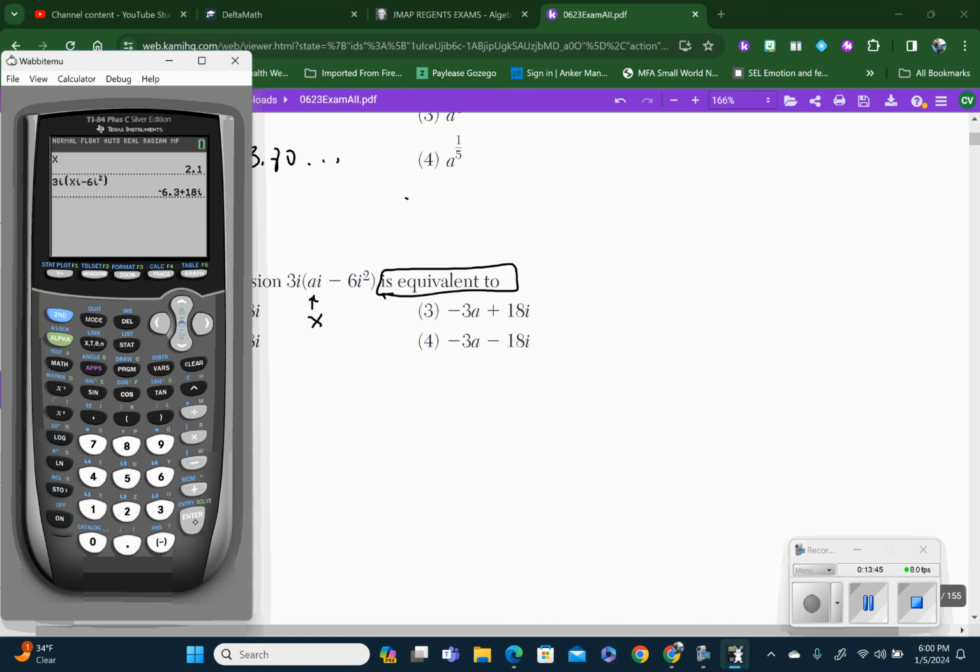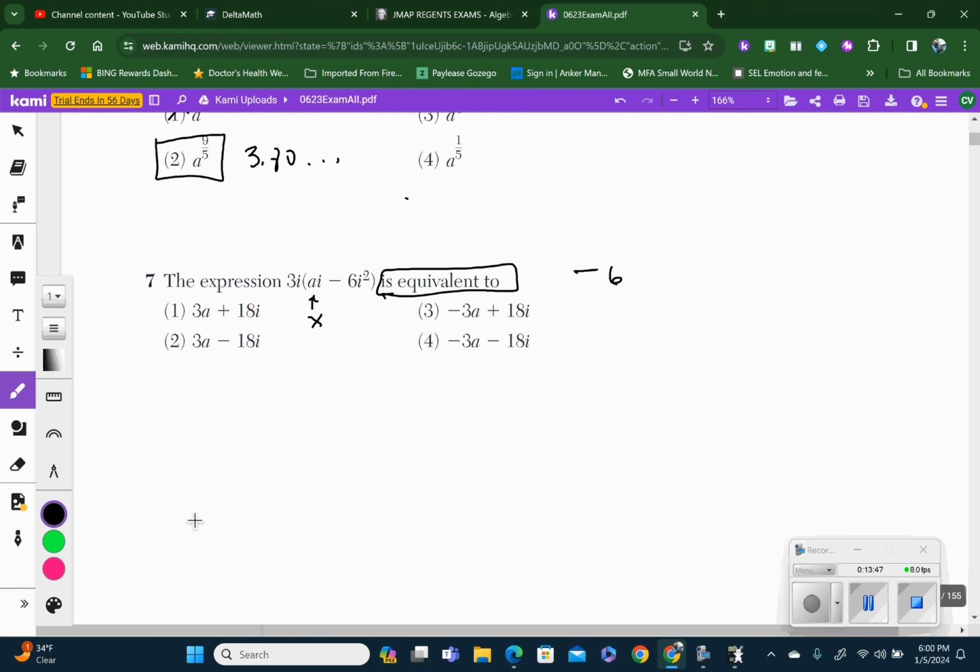So my magic number is negative 6.3 plus, what was it, 18I. And I'm looking for the one that is the same as it when I plug it in. And option number 3 is. So try each of the other ones. You're going to see it's not equal. The one that is equal is negative 3A plus 18I.